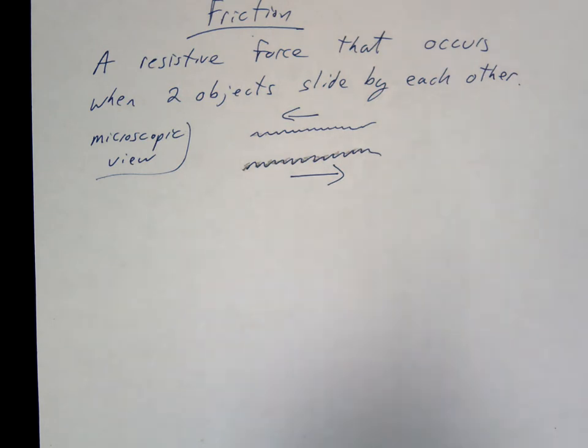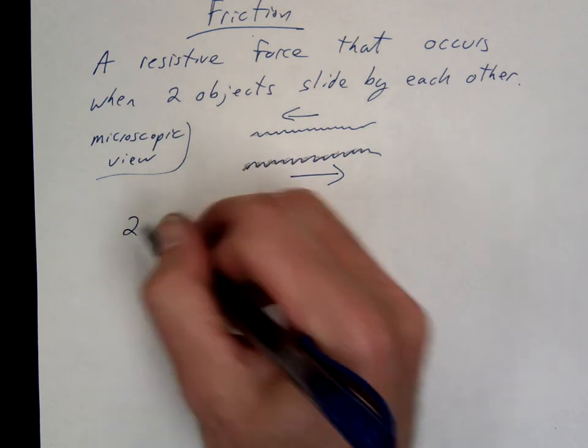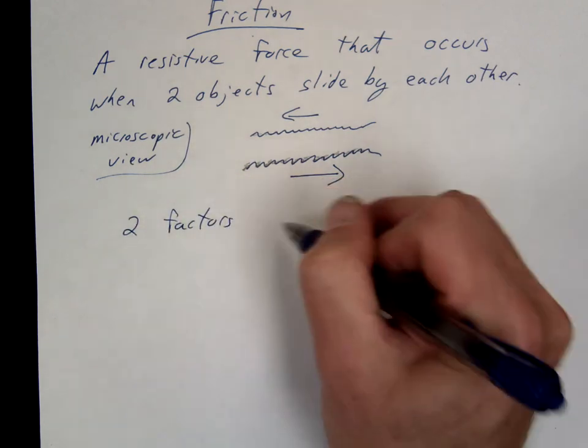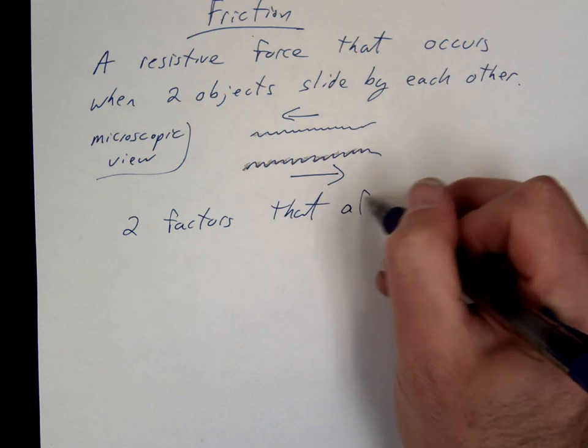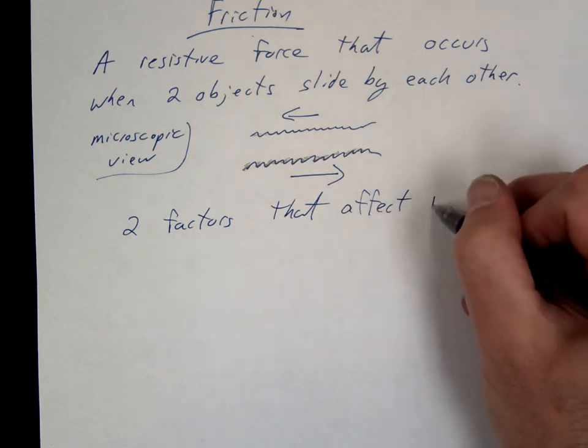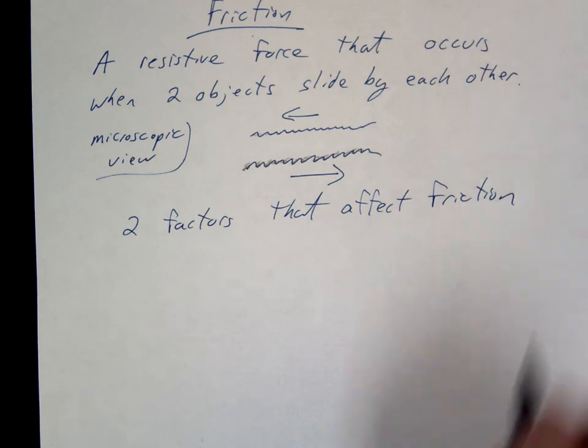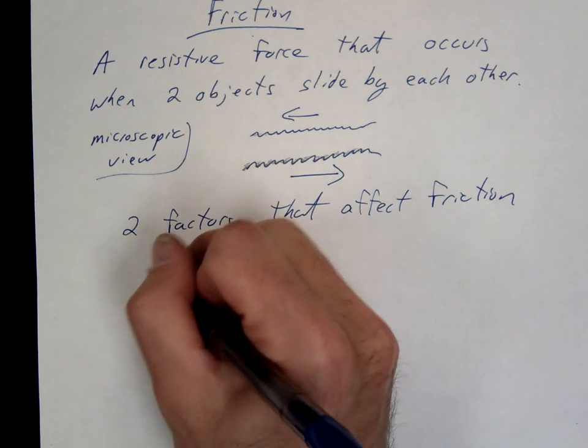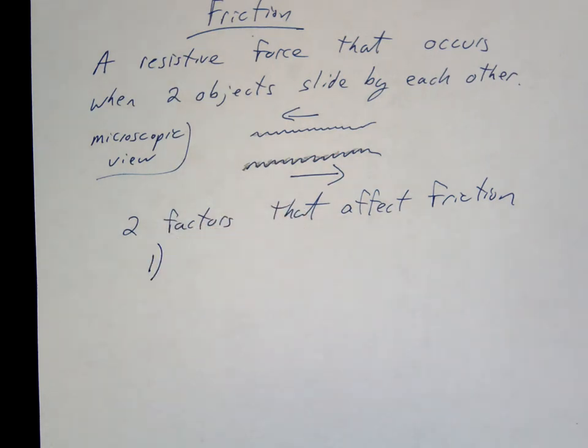All right? Okay, so there's two factors, really, that affect friction. And one is kind of obvious and one is less obvious. Can someone think of one factor that might affect how much friction there is between two surfaces? Yeah. The speed, not quite. So if you're going fast or slow, you're still going to have friction.